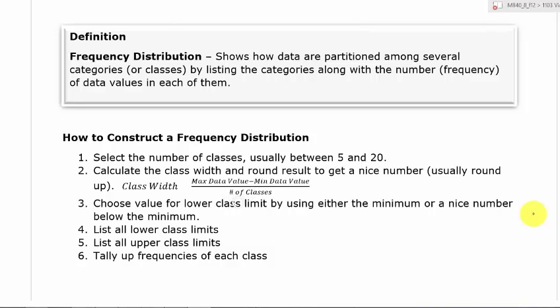Choose the value for the lower class limit by either using the minimum number in your data set or a nice number that's below the minimum. List all of your lower class limits and then list all of your upper class limits, and then we're going to tally up the frequencies of each class. So there's the step-by-step directions on how to create a frequency distribution.